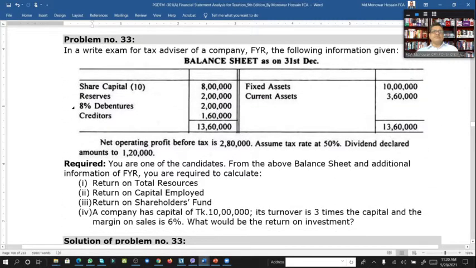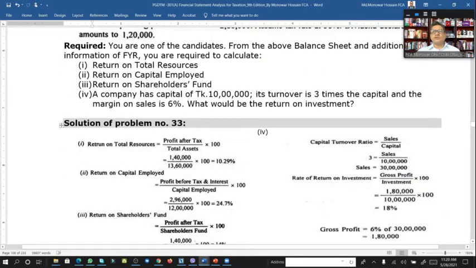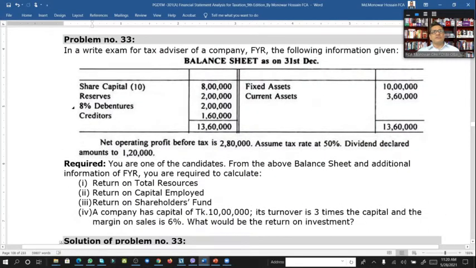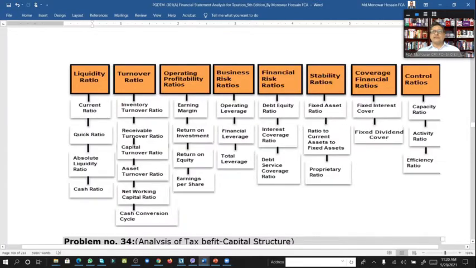Now another one. What is the ratio analysis? I think you can do it yourself, and the answer is here. Easy. And here we are saying another one.